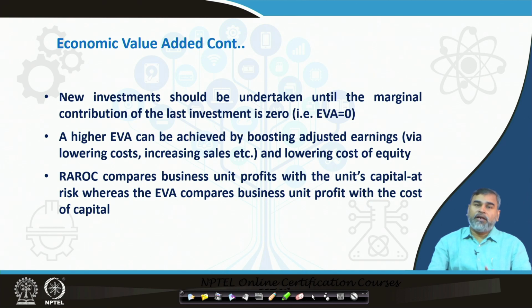Higher economic value added can be achieved either by boosting the adjusted earnings, and how can you boost the adjusted earnings? You can lower the cost or you can increase the sales, and again, lowering the cost depends upon certain factors, and increasing the sales also depends upon certain factors. If those factors are taken care of, you can increase the earnings, or you can lower the cost of equity. How can you lower the cost of equity? Again, the cost of equity is not totally in the hands of the commercial bank. We have to look at the condition of the market, the shareholders' interest, and how much risk the shareholders are taking whenever they invest in this particular security. So, market risk, unsystematic risk, systematic risk, all types of risks have to be taken care of when you are interested in lowering the cost of equity.